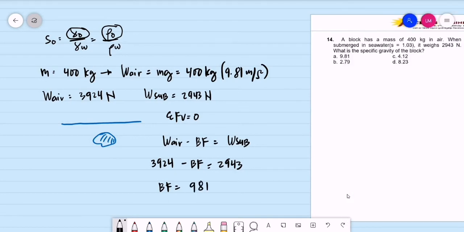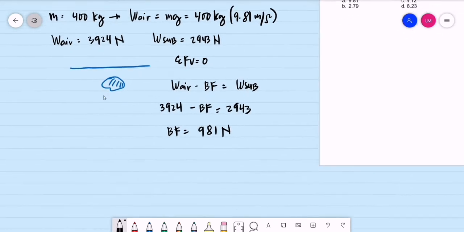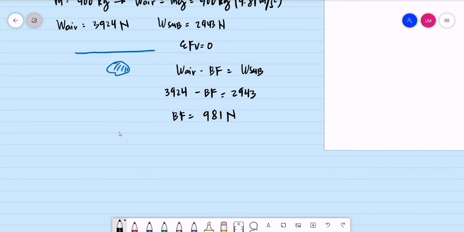Take note, our unit here is newtons. So we have the magnitude of the buoyant force is 981 newtons. If it is fully submerged, how do we compute for the object's volume? If it is fully submerged, we can compute the volume of the object. The buoyant force is equal to the unit weight of the liquid multiplied by the volume of the object. So 981 newtons is equal to, what is the unit weight of the liquid?